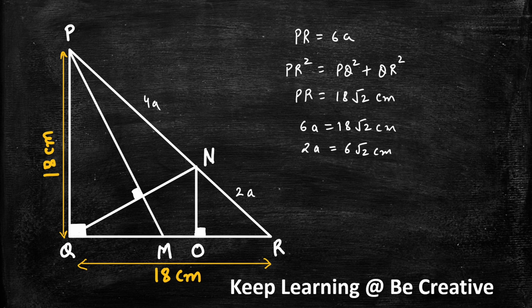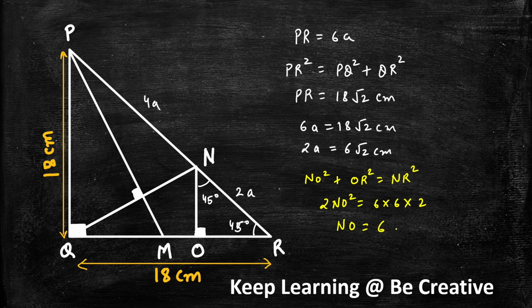Now since NOR is an isosceles right angle triangle, as I told you, this is 45 degree and this is also 45 degree. So it is an isosceles right angle triangle. So I can apply the Pythagoras theorem in this triangle. NO square plus OR square is equal to NR square. So from here I can write down 2 times NO square is equal to NR square. So NR square will be 6 into 6 into 2. So 2 will get cancelled out. So NO comes out to be 6 units. That's the answer for this question.